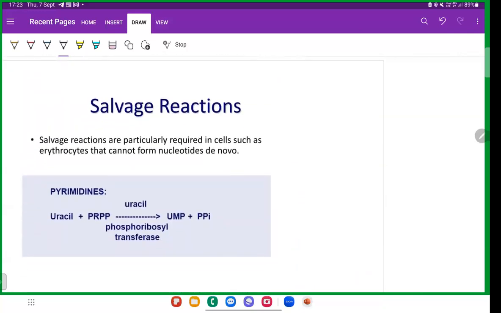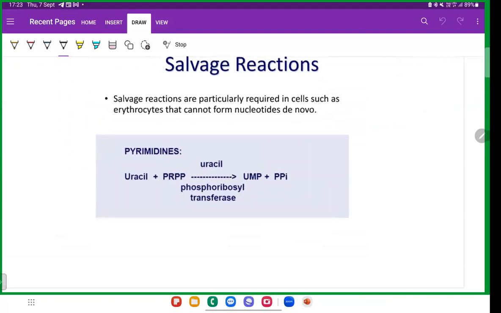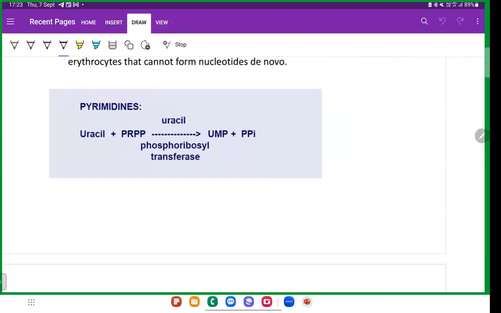ஓகே, ஸோ பிரெயின்ல வந்து எரித்ரோசைட், அங்க நம்ம பிரெயின் பார்த்தோம்ல, இங்க நம்ம எரித்ரோசைட் பார்க்குறோம். ஸோ எரித்ரோசைட் they cannot synthesize this pyrimidine de novo. அப்ப pyrimidine என்ன பண்ணுதுன்னா, uracil plus PRPP gets converted in the presence of uracil phosphoribosyl transferase into UMP and PPi. ஓகேவா? ஸோ அந்த மாதிரி கன்வெர்ட் பண்ணி கொடுக்குது. ஸோ அதுதான் வந்து இம்பார்ட்டன்ட்.